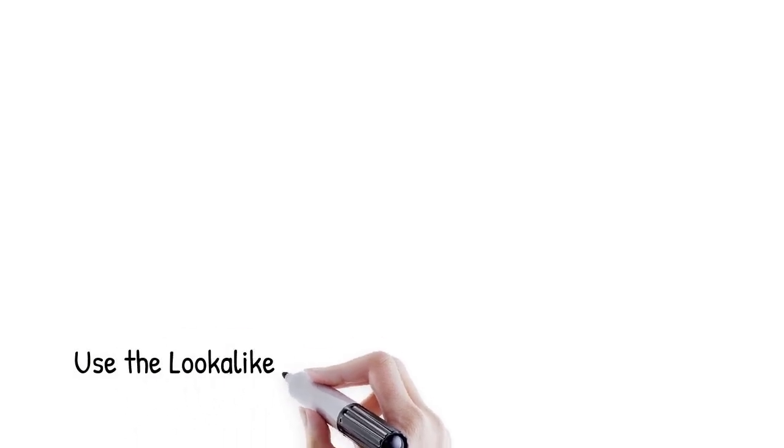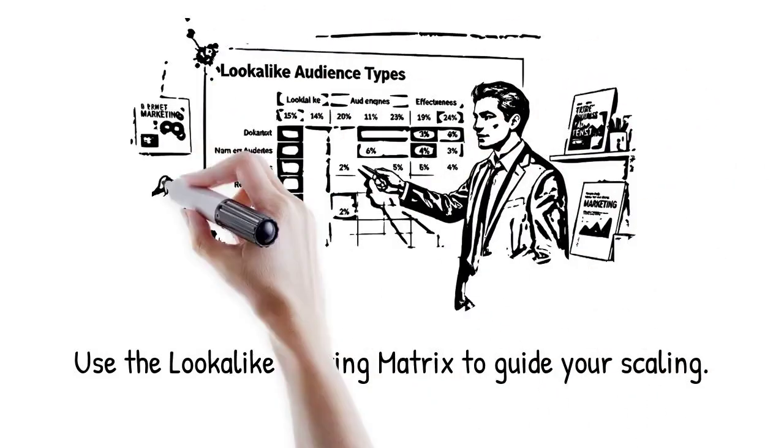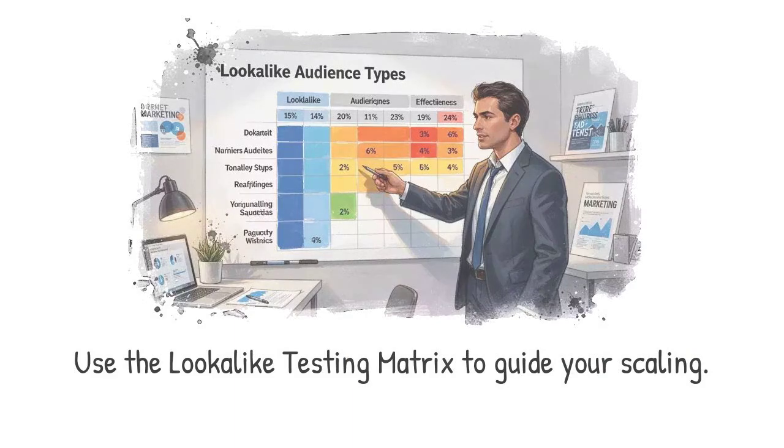The Lookalike Testing Matrix, your scaling blueprint. Here's the matrix top advertisers use. Seed type: 1%, 2%, 3%, 5%. Purchasers: stars, leads: stars. This matrix tells you exactly where to start and how to scale.